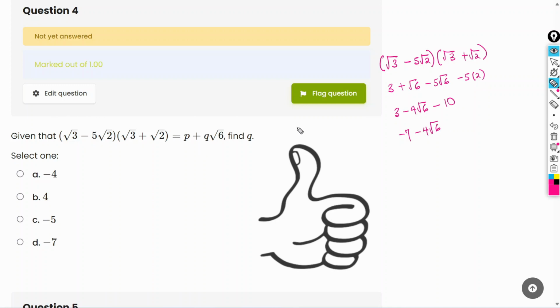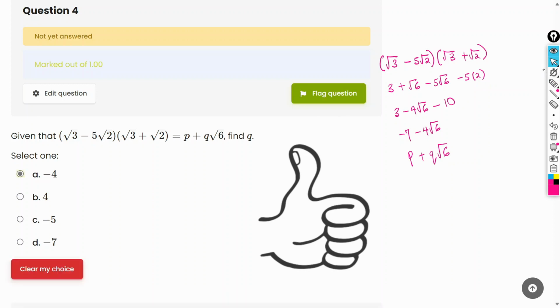We're asked to find Q. So if I compare this to P plus Q root 6, Q is going to be minus 4.